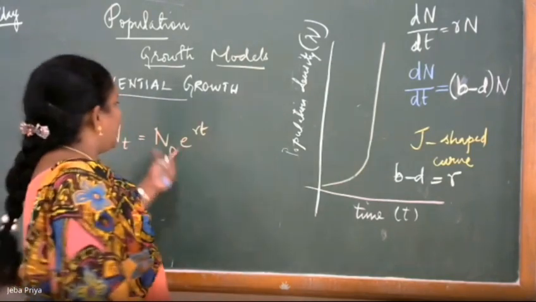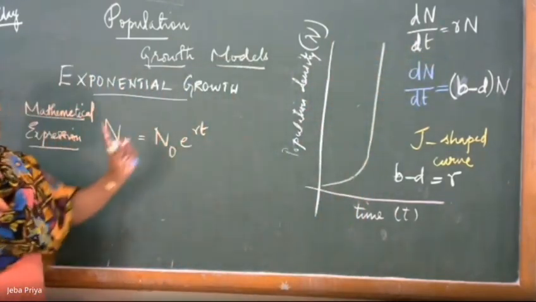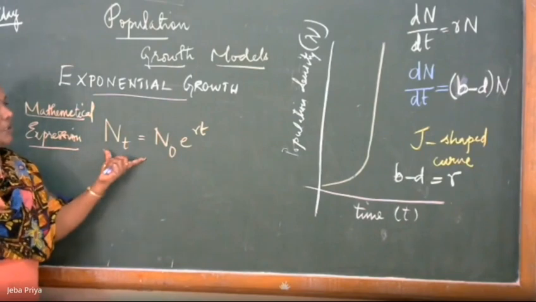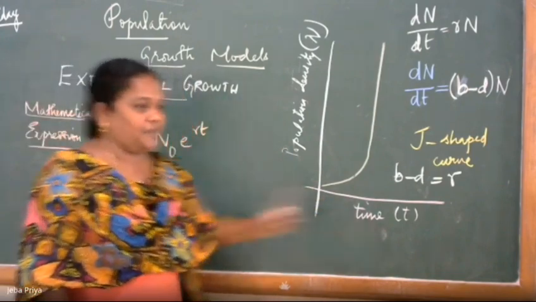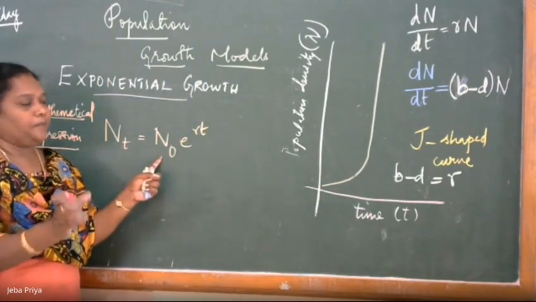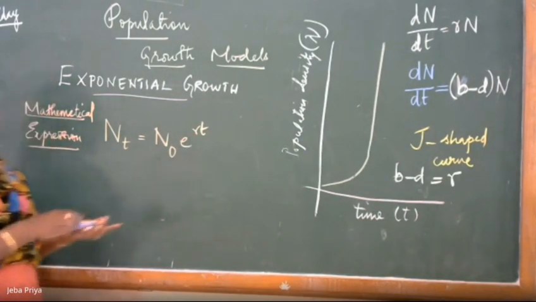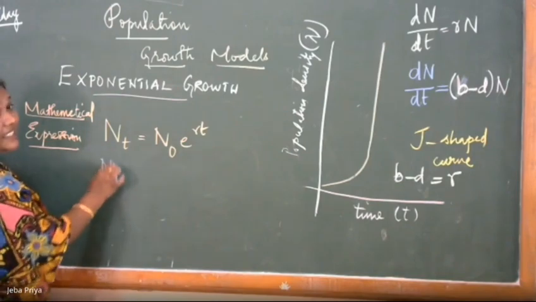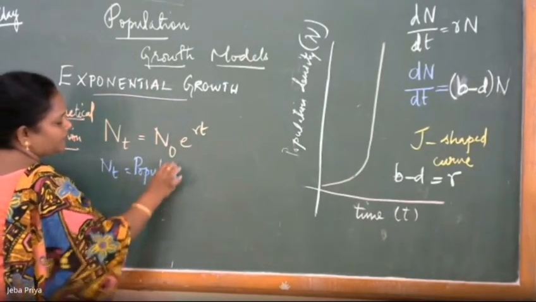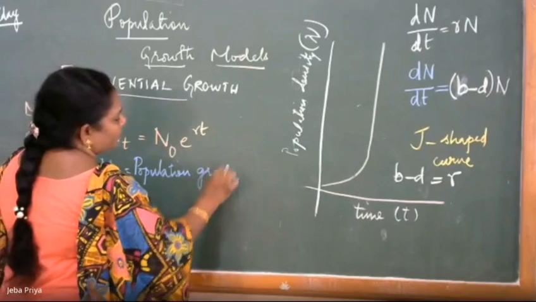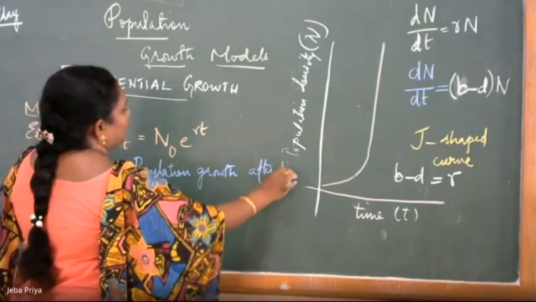Actually there is a derivation of how this equation is derived from dN by dt is equal to rN. That you'll be learning in detail later. For now, just know the mathematical expression given here: Nt is the population density calculated against time. N0 is the initial population, and then e power rt. What is Nt? The population size after time t, which is calculated against time.